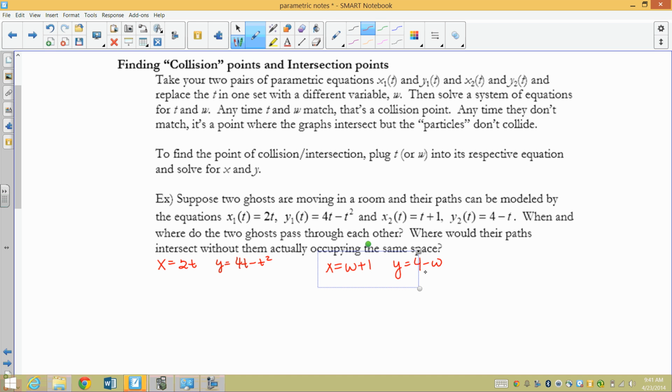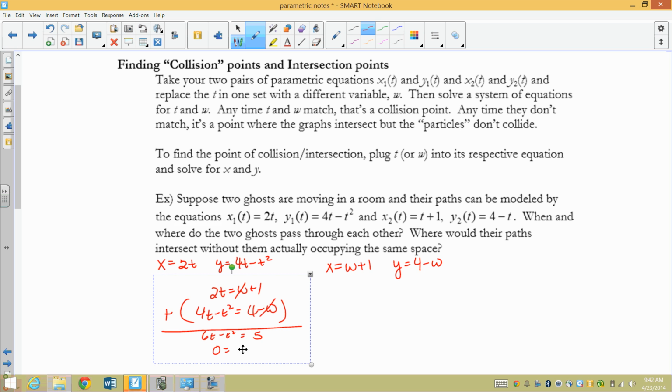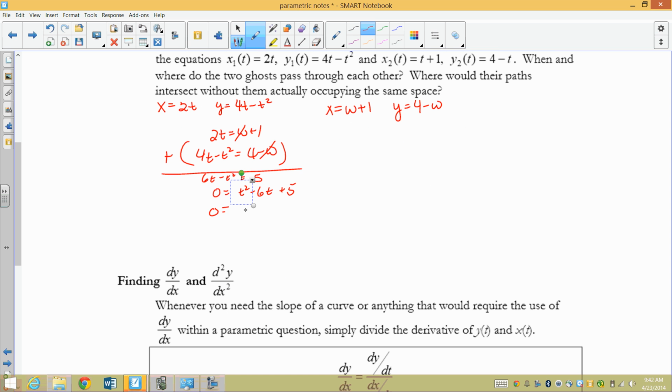Now, if these ghosts are going to have paths that cross, that means their x's are equal for some value of t and w, and their y's are equal for some value of t and w. Solve that system of equations. I'm going to do that by adding them together, which cancels out the w's. So I have 6t minus t squared equals 5. 0 equals t squared minus 6t plus 5. So 0 equals (t minus 5)(t minus 1), t equals 5 and 1.